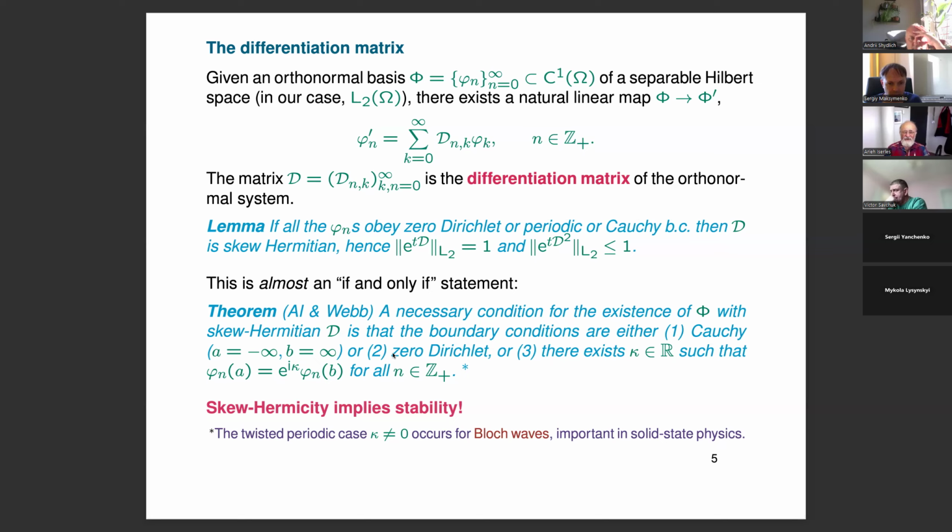And this is almost an if and only if statement, because the necessary condition for the existence of a phi with a skew Hermitian D is that boundary conditions are either Cauchy or zero Dirichlet, or a slight generalization of periodicity, namely the value at one end is a complex twist of the value at the other end, which actually corresponds to something non-trivial. When the twist is 1, it is periodic. When the twist is a genuine twist, when kappa here is non-zero, then this occurs in physics, for example, in Bloch waves.